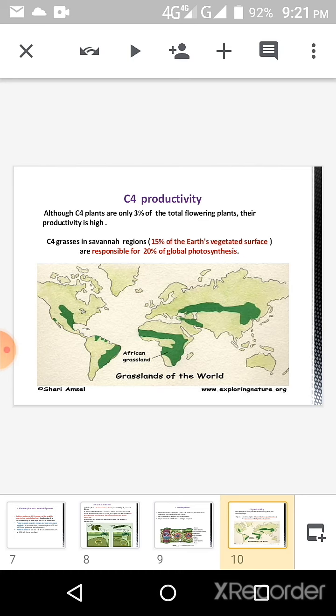C4 grasses in savanna regions comprise about 13% of the Earth's vegetated surface and are responsible for 20% of the global photosynthesis. This is a world map, and on this map, the savanna regions of the world are shown. The dark green patches are the savanna regions, that is, the grasslands.